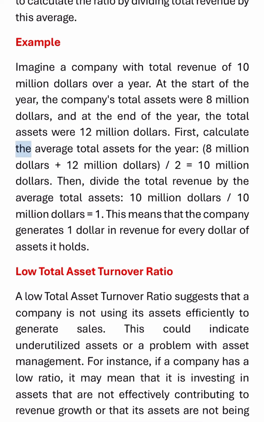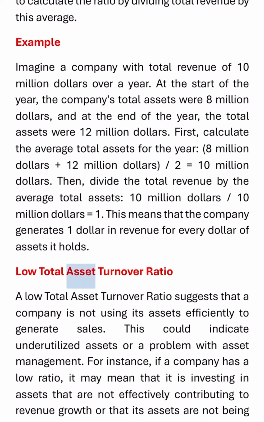First, calculate the average total assets for the year. $8 million plus $12 million divided by 2 is equal to $10 million. Then, divide the total revenue by the average total assets. $10 million divided by $10 million equals 1. This means that the company generates $1 in revenue for every dollar of assets it holds.